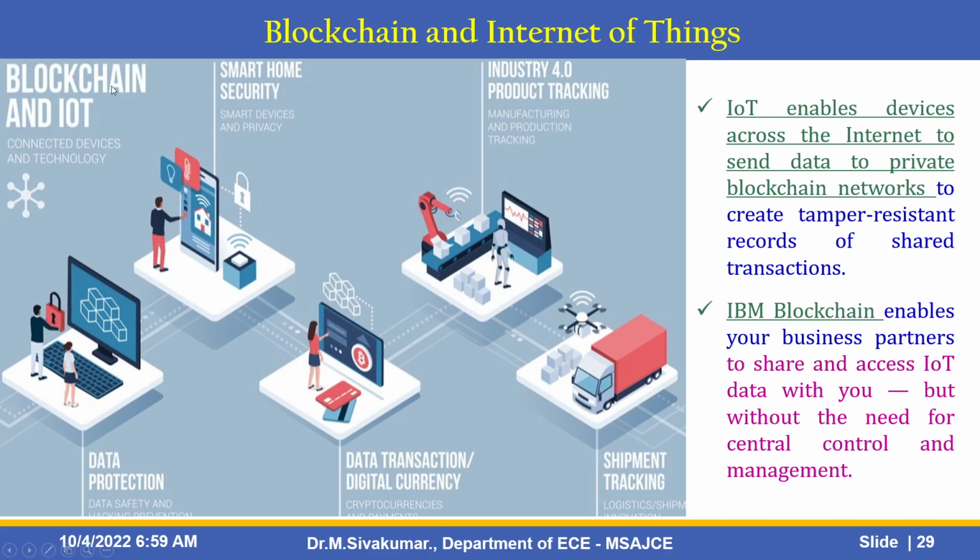Here you can see the diagram, blockchain and IoT: connected devices and technologies for data protection, data transactions, shipment tracking, Industry 4.0, that is product tracking, and smart home security. Here smart devices and privacy, manufacturing and product tracking, and finally cryptocurrencies, and also you can see the data safety and data protection.